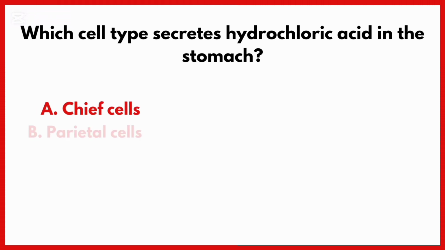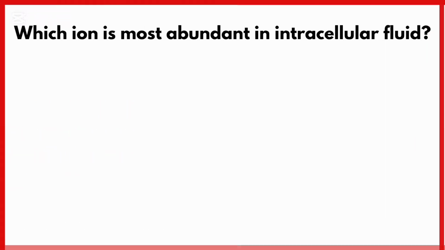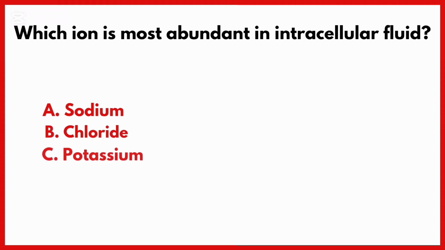Which cell type secretes hydrochloric acid in the stomach? Correct answer is option B, parietal cells. Which ion is most abundant in intracellular fluid? Correct answer is option C, potassium.